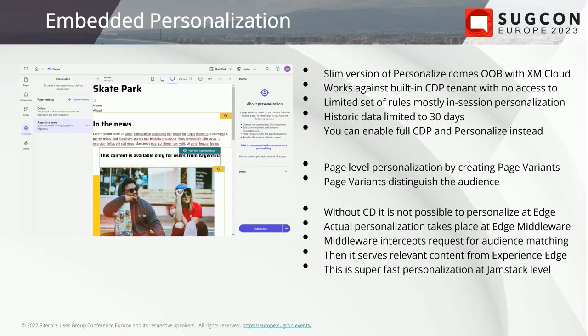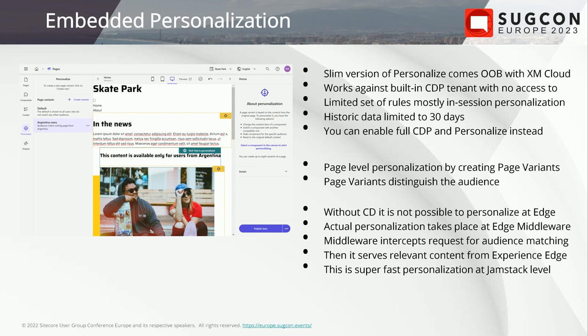All right, so how do we do personalization with XM Cloud? A slim version of Sitecore Personalize comes built into Pages interface of XM Cloud to allow basic event personalization. It is a new way of doing out-of-box personalization. We have a limited set of mostly session-based rules, such as day of the week, a visitor's country, operating system, or maybe visitor's current device.